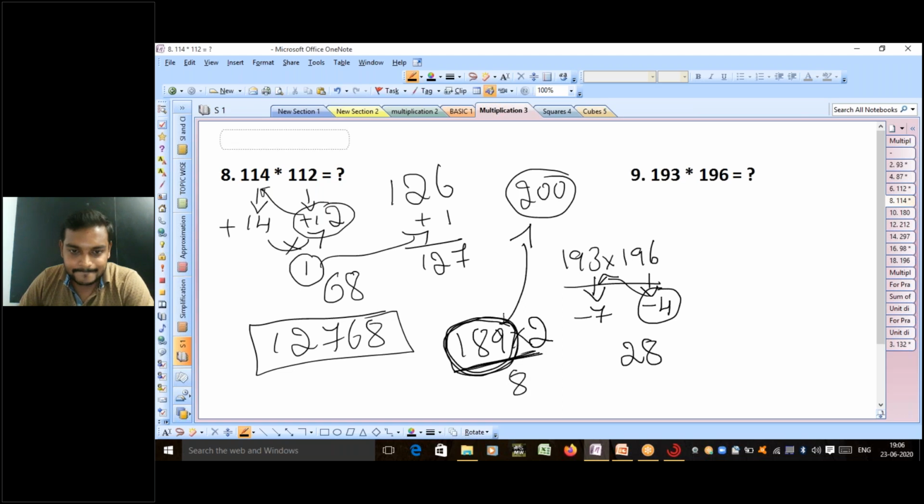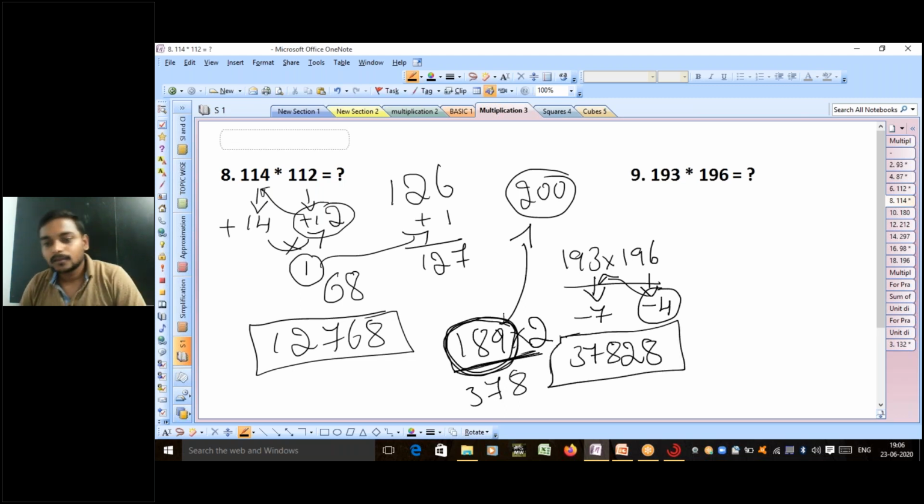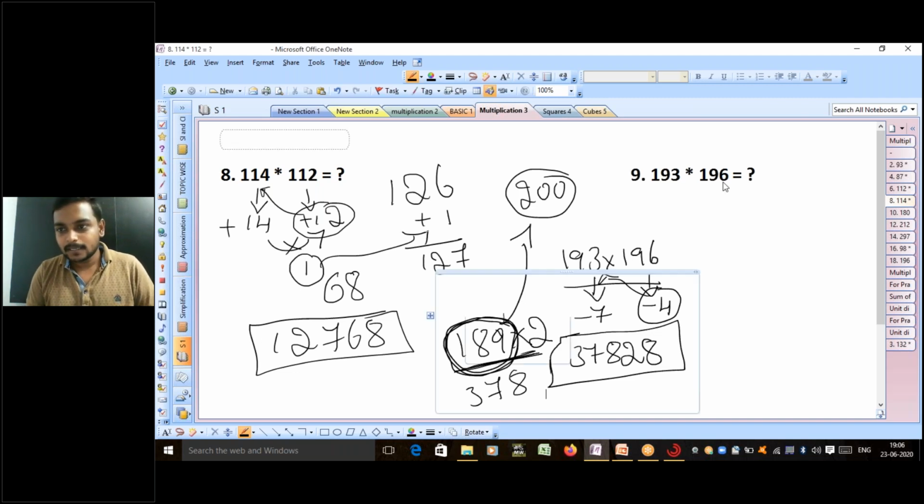So 9 2s are 18. 1 will be the carry. 8 2s are 16 plus 1, 17. So 3. So answer will be 37,828. You have taken 200 as base. For that, you have to multiply 2 with the left hand side number. 189 into 2.